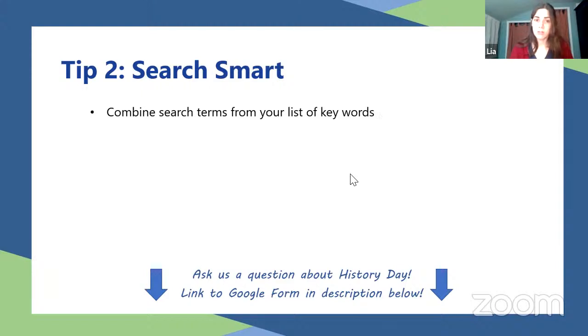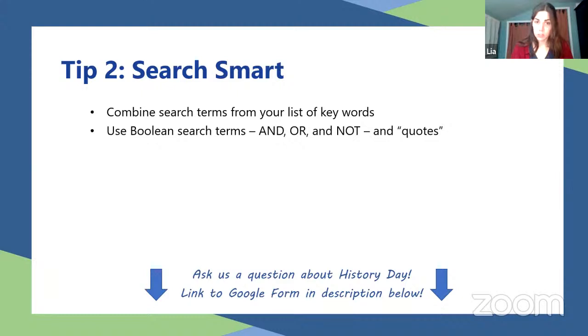First of all, I'll show you how to do that. To do that, you can use some Boolean search terms like and, or, and not. And quotes are also going to be a useful tool for you. So let me go back into my web browser to show you how to use some of these Boolean search terms.